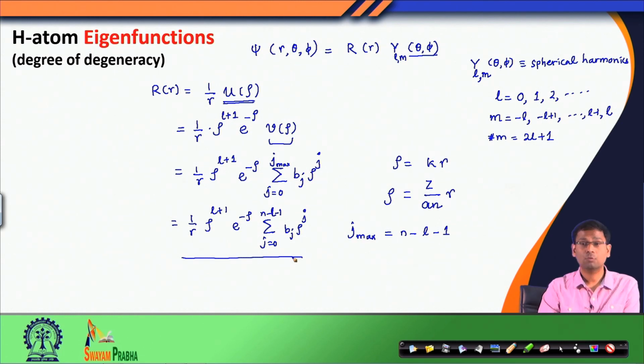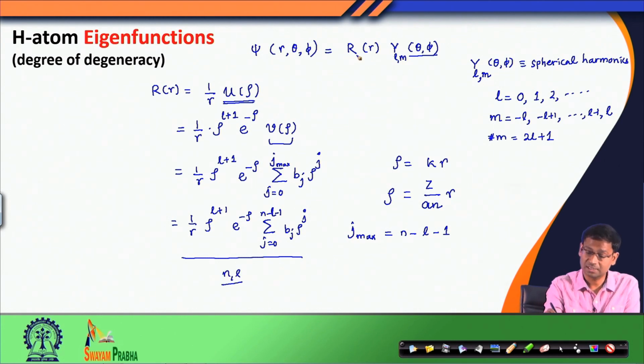Now, let us look at what kind of indices this function depends on. Clearly, I see that it has an explicit dependence of rho to the power L plus 1, so it depends on L. What else does it depend on? When I look at this summation series, I see that it also depends on n, because it is not sufficient if I know only the L value, since my series will truncate at n minus L minus 1. So, n is also a quantity on which this function depends. So, the two indices on which the radial function depends are n and L.